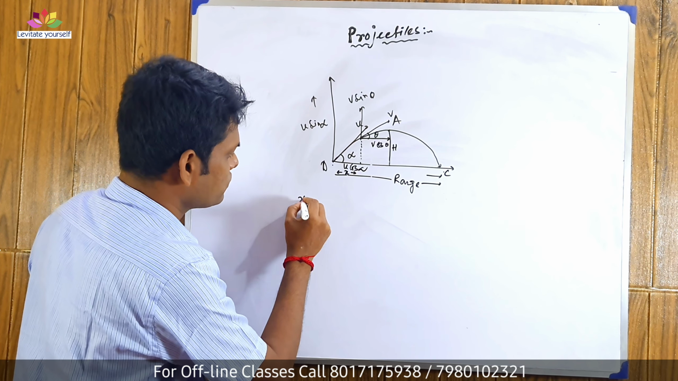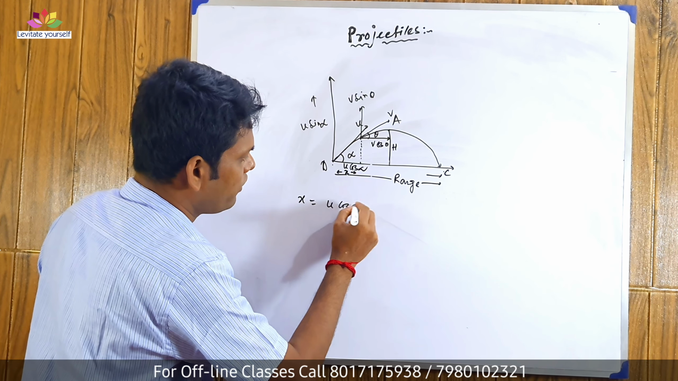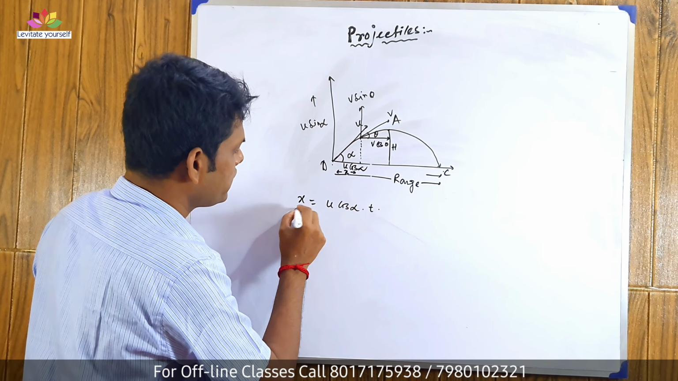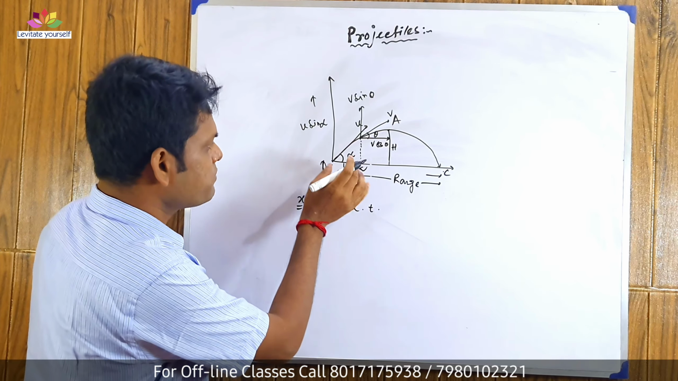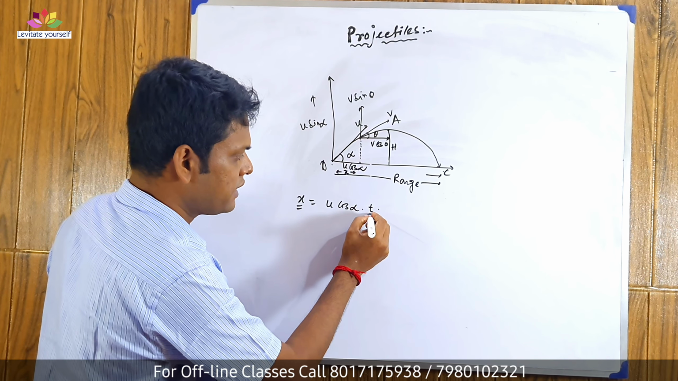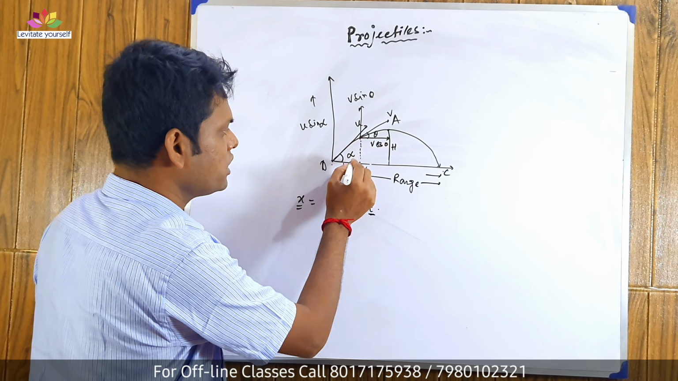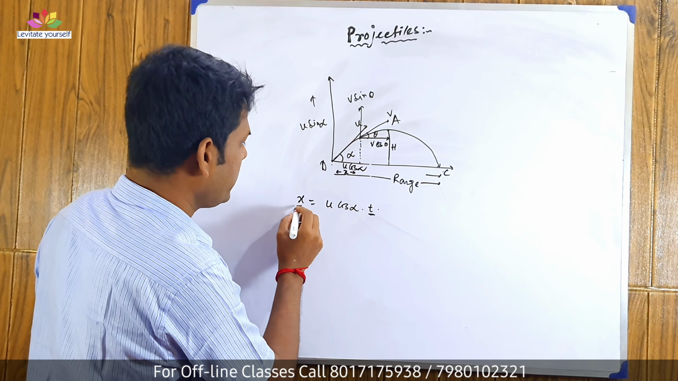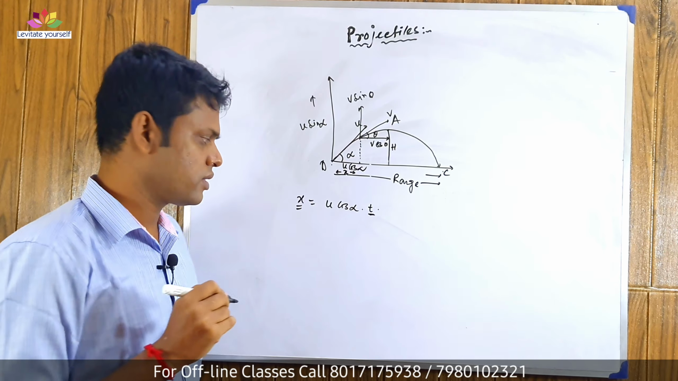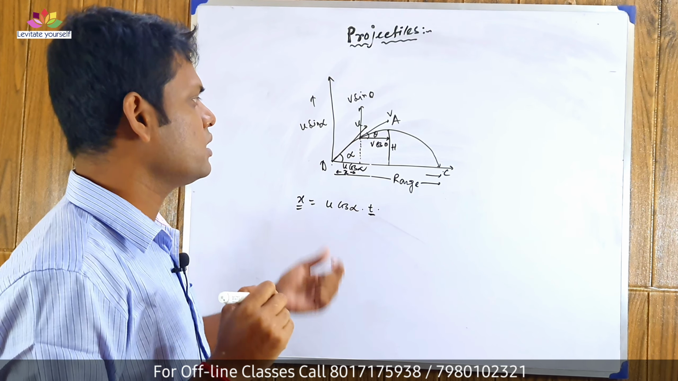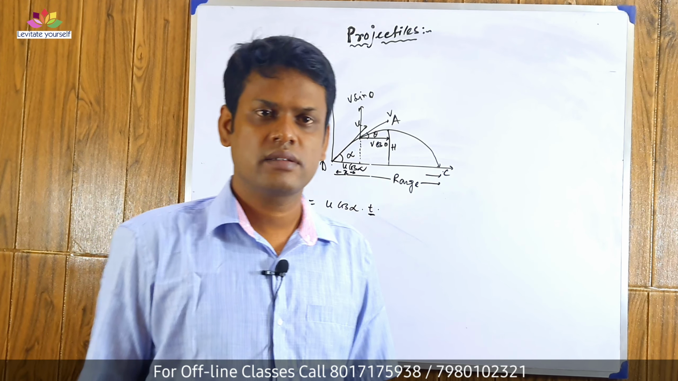So x is equal to u cos alpha into t, because we know that displacement is equal to velocity into time. So the displacement x for a certain time t, with velocity u cos alpha, is x equal to u cos alpha into t. Now I will discuss the equation of projectiles.